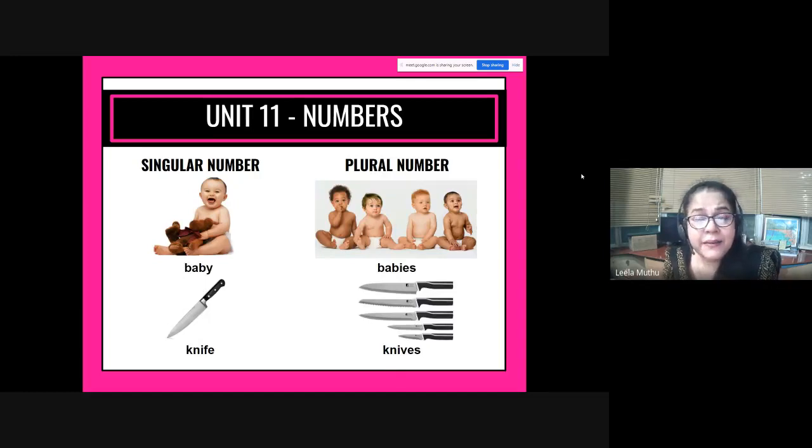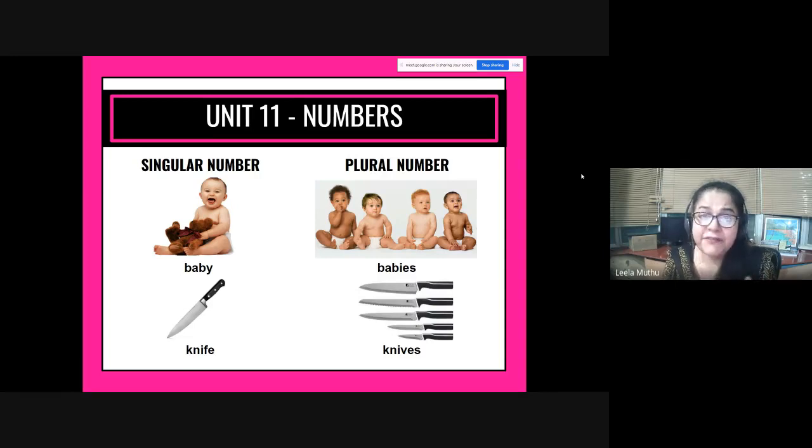Baby, babies. Now see, baby ends with a Y. Now you have to remove the Y and just add IES to make it into the plural number. So baby and babies, they're so cute. They are really so cute, aren't they?